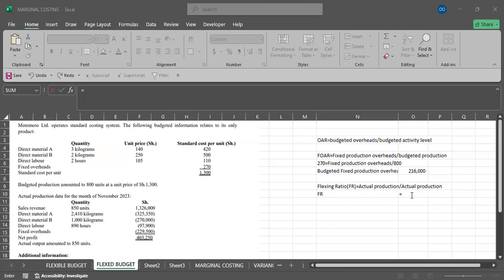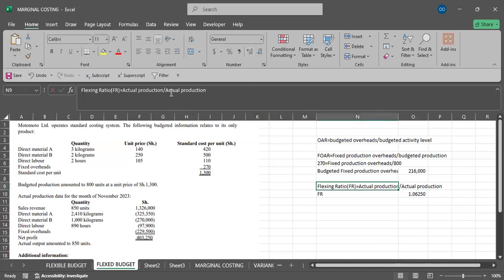850. Then we divide by budgeted production. They budgeted to produce 800 units. So that will give us a flexing ratio of 1.0625. Good. So this is the flexing ratio.